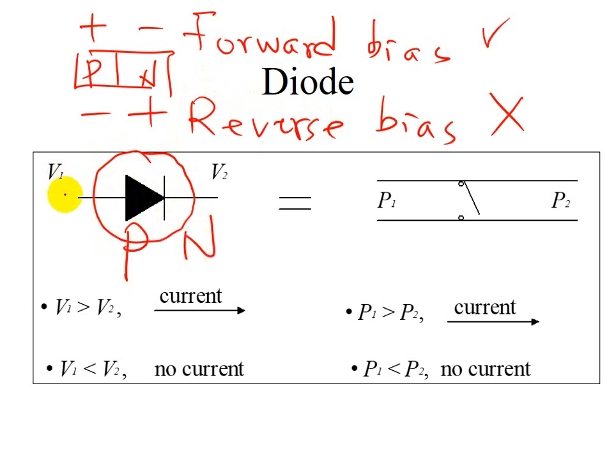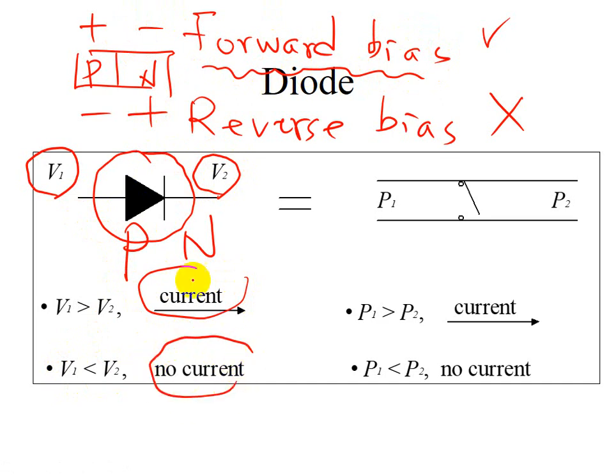When you apply a voltage, when V1 is higher than V2, this will be the forward bias, so the current will go through. But if V2 is larger than V1, no current will go through this device.